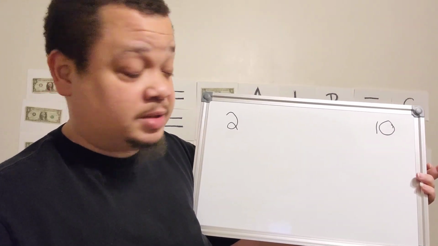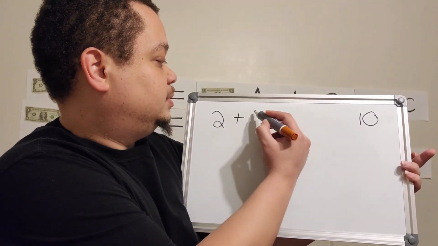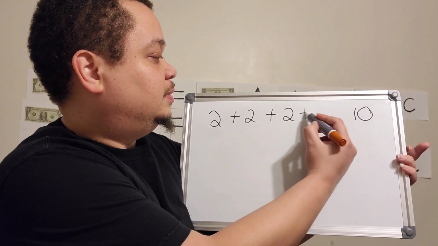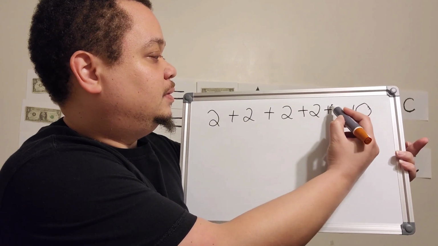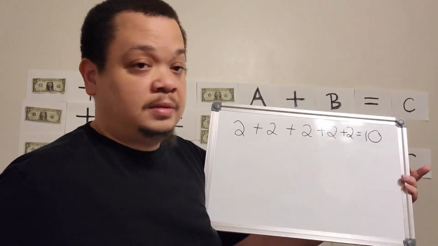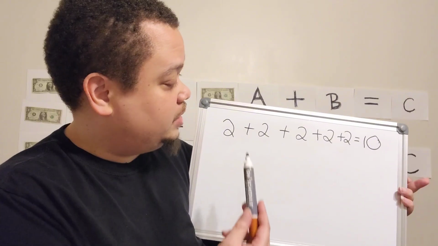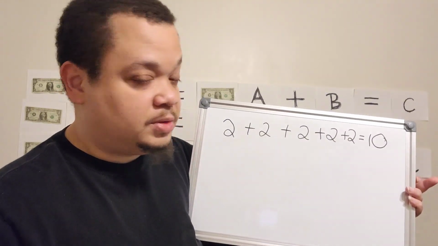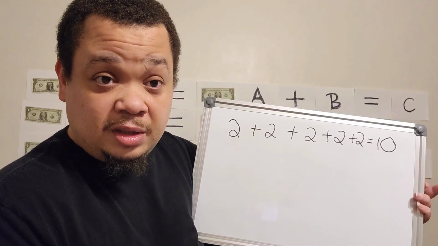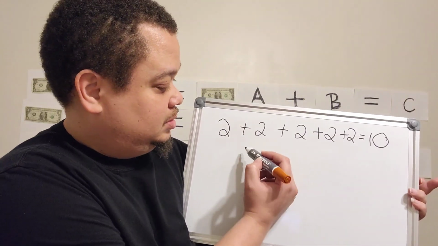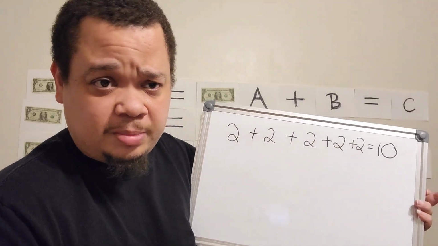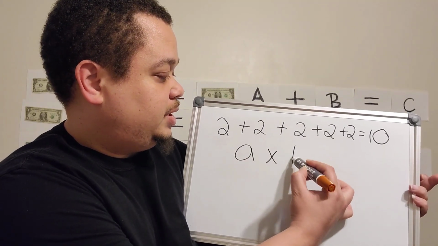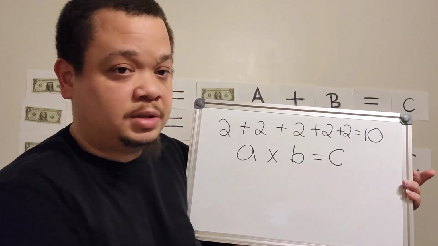And so they taught you this. They taught you to keep adding 2 until you got the number you needed. Right? So you got 2 plus 2 plus 2 plus 2 plus 2. And then they told you to write out the algebraic equation so that you know where you need to put your numbers. You got A times B equals C.